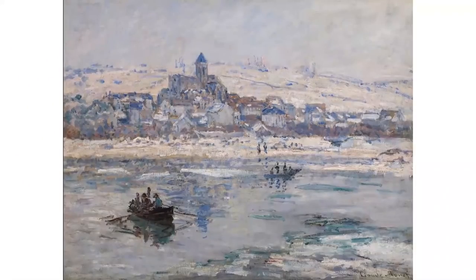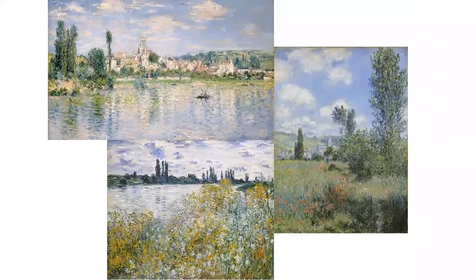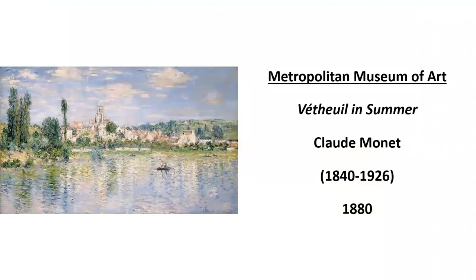This is a winter scene, thus the white and gray colors. And then these are also water scenes. So this is a city or a town called Vatoy. It's also not too far from Paris. This is Vatoy in the summer from 1880.